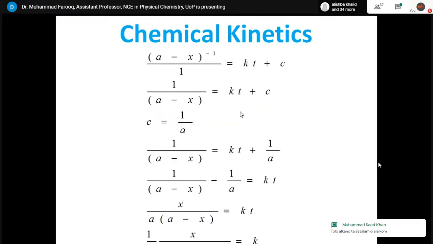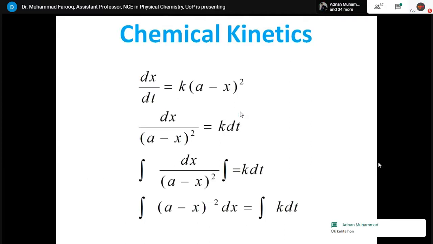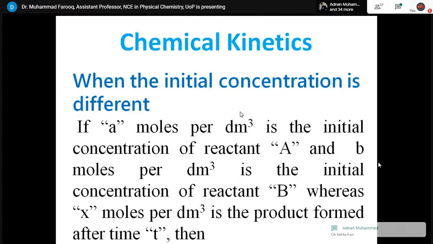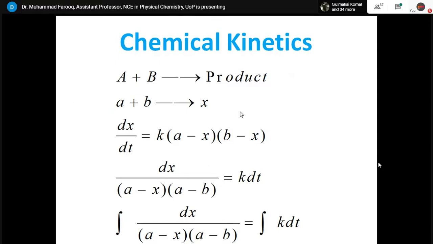Okay. So if you remember, when the initial concentration is the same, 2A goes to product. If the initial concentrations of the two reactants are different, for example, we have two reactants, A and B, how do we solve the equation in this case? Let A moles per dm3 be the initial concentration of reactant A, and B moles per dm3 the initial concentration of reactant B, whereas X moles per dm3 is the product formed after time t. Suppose A plus B goes to product. A is the moles of A and B is the moles of B.